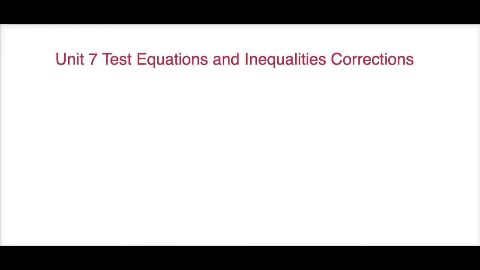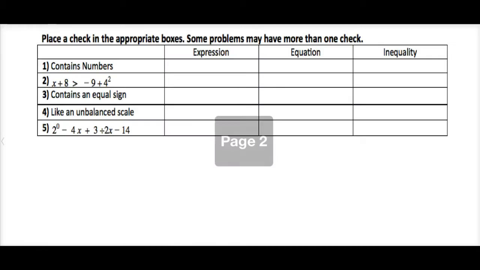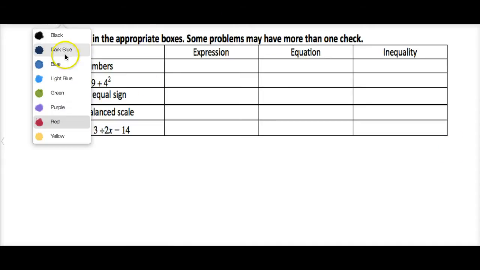Welcome to the Unit 7 test on equations and inequalities, and these are the test corrections. So the first question is asking us to place a check mark in the appropriate boxes. Some problems may have more than one check.